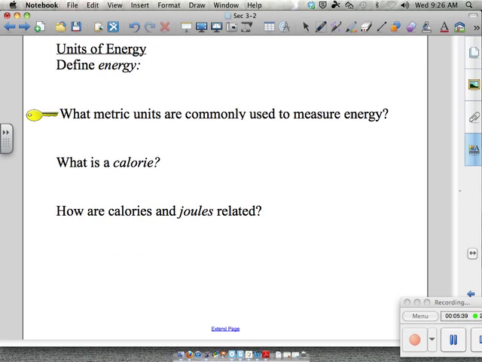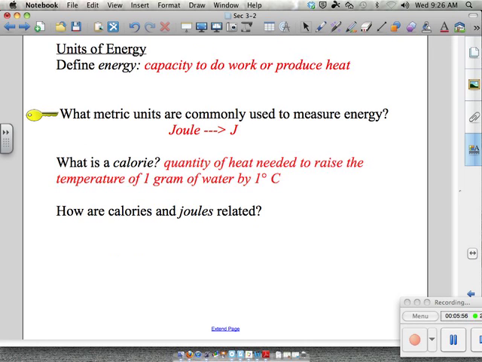Energy is the last type of unit that we're going to talk about. Energy is the capacity or the ability to do work or produce heat. In the metric system, the unit that's used to measure energy is the joule. Very often we're familiar with what a calorie is and how much energy a calorie gives us. A calorie is defined in the metric system as the quantity of heat that's needed to raise the temperature of 1 gram of water by 1 degree Celsius.